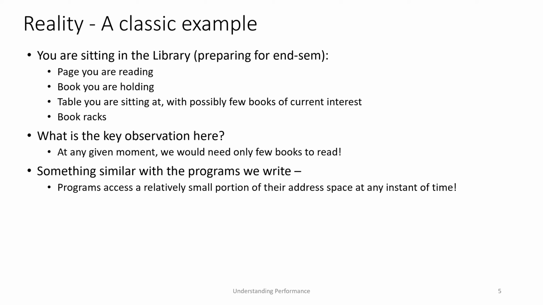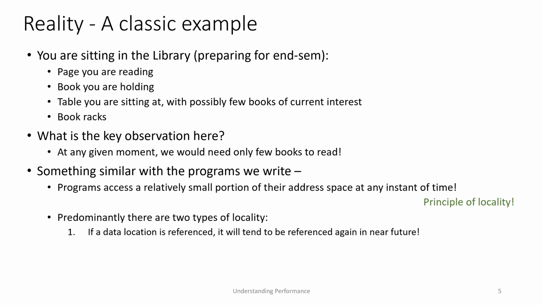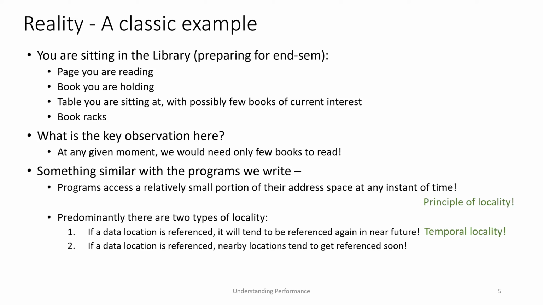Based on this observation, which is called the principle of locality, there are two variants of it. One is temporal locality, meaning if we are accessing a data item, it will be accessed time and again. So it is good to keep the data with us somewhere nearby, right? Again, if we are accessing any data, the nearby locations of this data will also be referenced soon, meaning used.